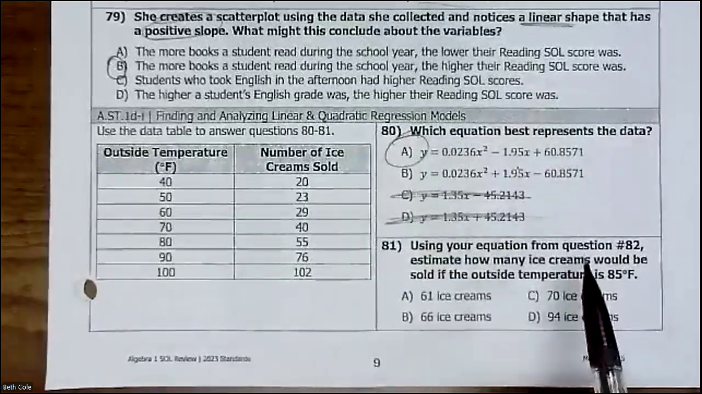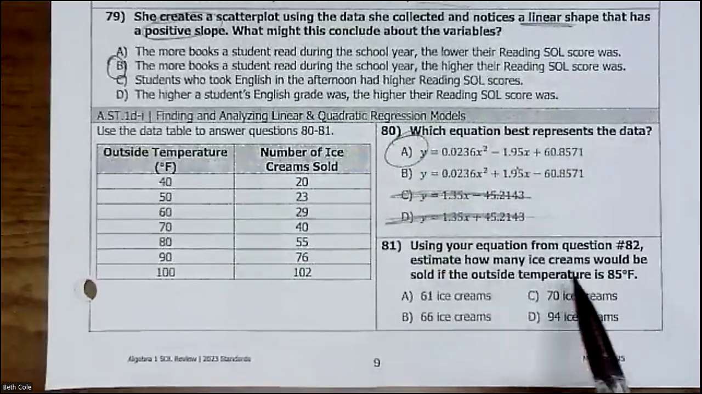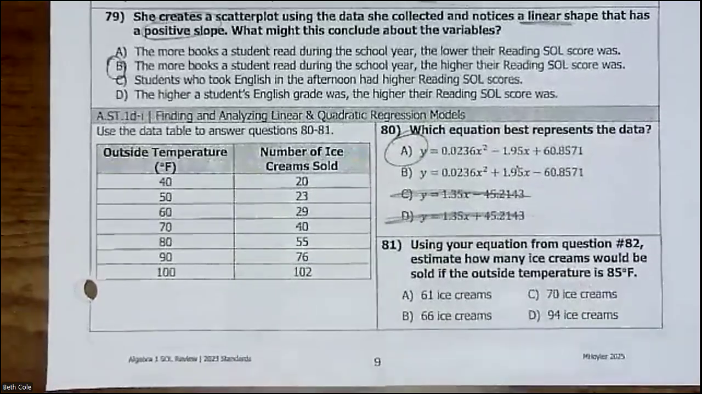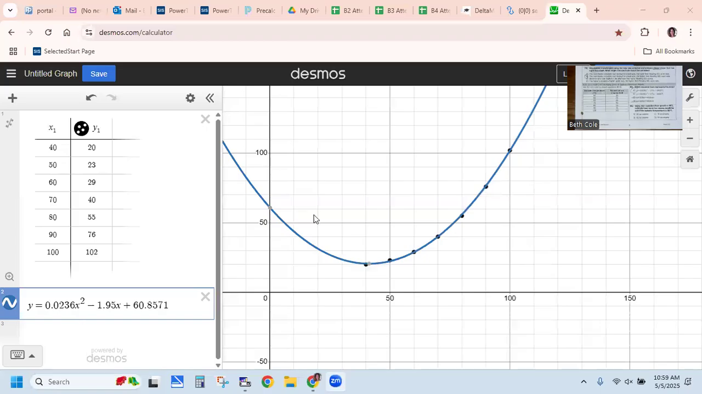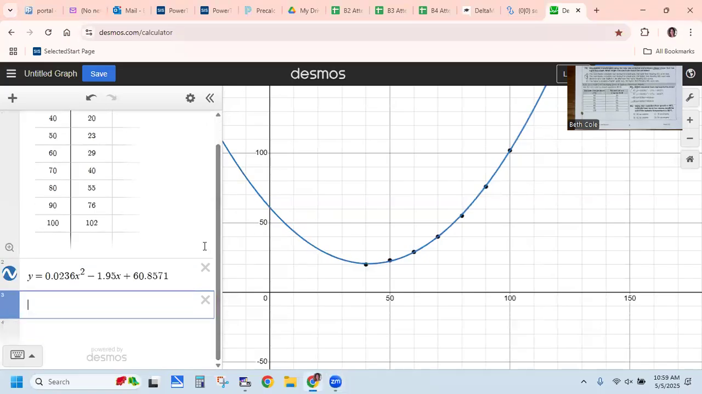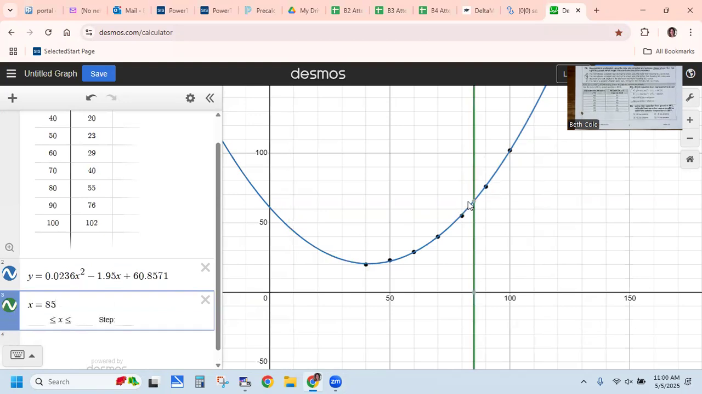All right. Now using that equation that we had, how many ice creams would you sell if the temperature was 85? What am I going to type in? To go to the next box down and do what? Good job. Equals 85. And then I'm going to click right, intersect. So 85 is 66. Is that a choice? They probably round it up. You can't have a fraction of an ice cream. So 66, which is B.